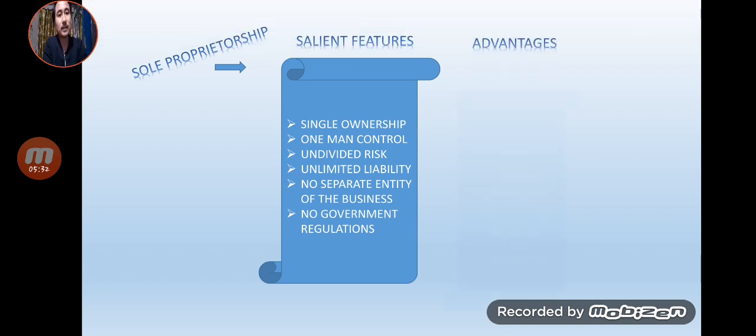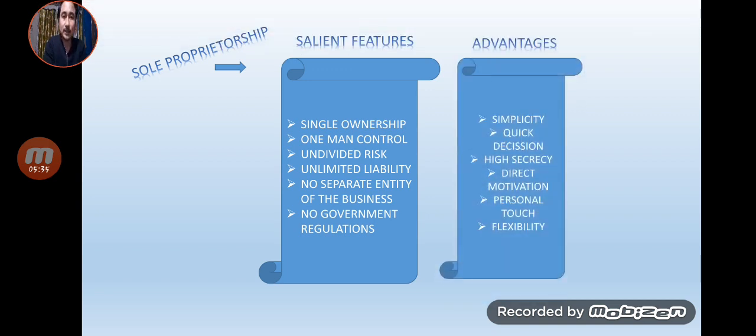As I've discussed, there are various advantages and disadvantages. So let us first check the advantages of such form of business. It's very simple to form, and when it comes to decision, the proprietor can easily take decisions with whatever strategy he or she has to take in relation to the business.